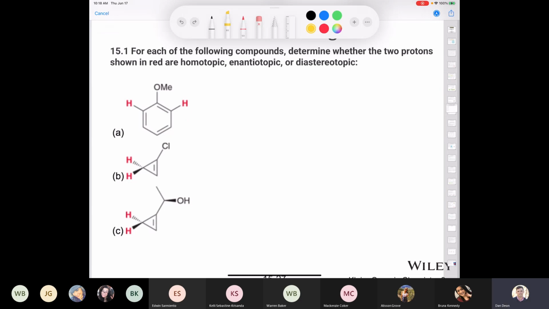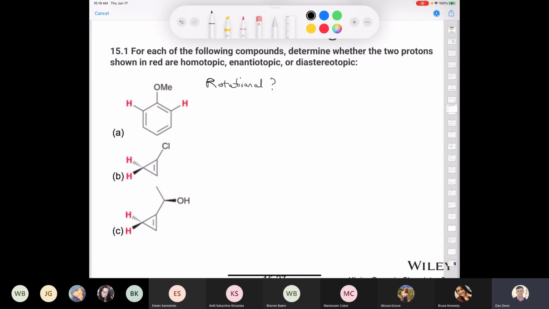So it says here, for each of the following compounds, determine whether the two protons in red are homotopic, enantiotopic, or diastereotopic. So if we look at the first one, is there an axis of rotational symmetry in this molecule? Could anybody answer that? Rotational symmetry? Is there an axis of rotational symmetry, yes or no?